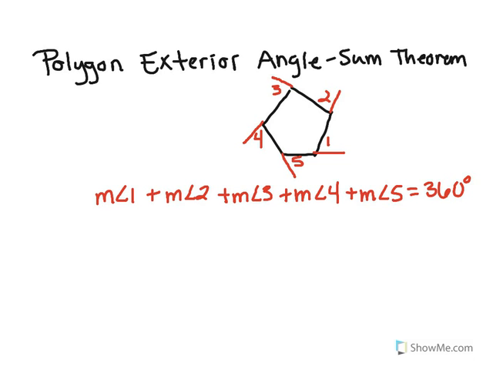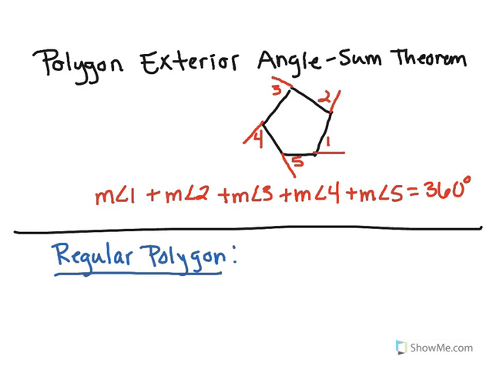Like so. So measure of angle 1 plus the measure of angle 2 plus the measure of angle 3 plus the measure of angle 4 plus the measure of angle 5, and so on and so forth should add up and equal 360 degrees. So that you can see how you might have to use this in an equation, and it can get a little bit messy. But this is true for every single kind of polygon.